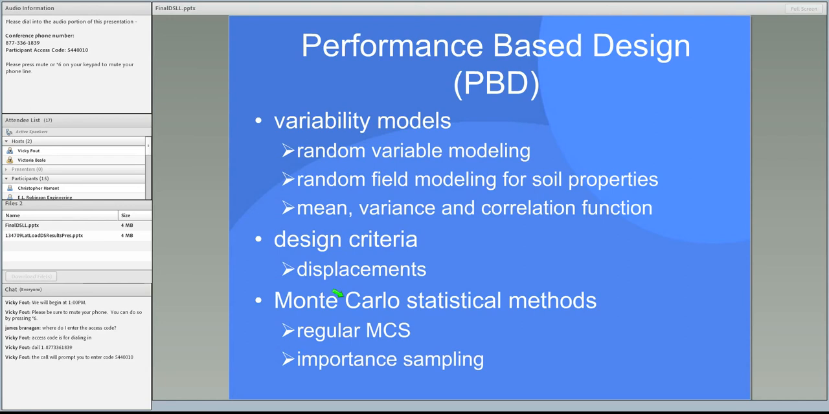To generate random fields, we use the local average subdivision method, which is a very fast and accurate method. We can use other methods too. They are called fast Fourier transform or covariance matrix decomposition. But we use LAS, the local averaging subdivision method.